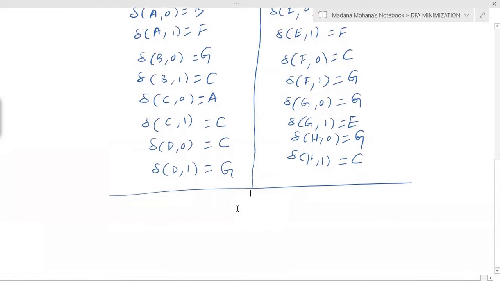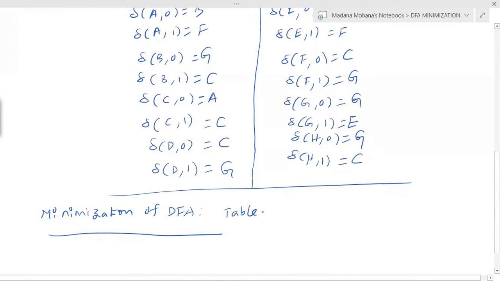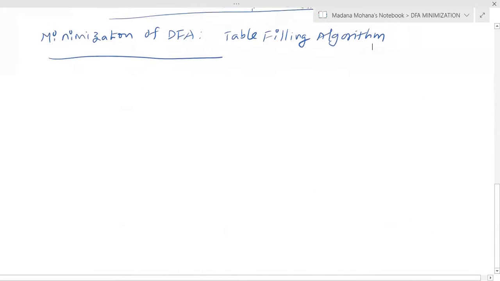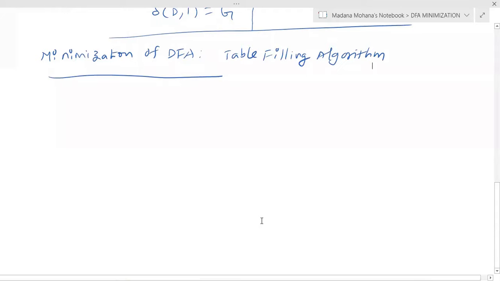So now coming to our minimization problem: minimization of the DFA. Here we will use the table filling algorithm. So first draw the table. Here the states are A to H.